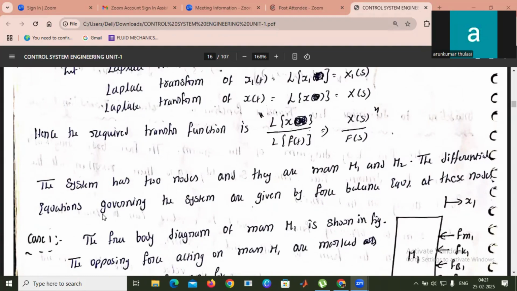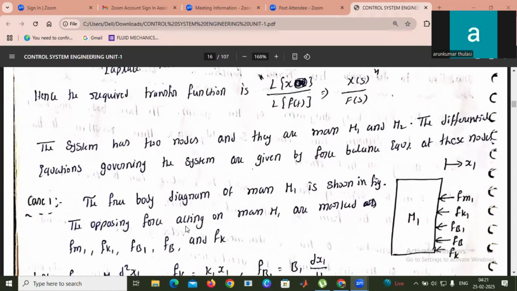So we are going to find the transfer function by solving this mechanical translation system in two cases. We have to write the differential equations for both mass elements M1 and M2. In case 1, the free body diagram of mass M1 is shown in the figure. So this is the free body diagram, and the opposing forces acting on mass M1 are marked as Fm1, Fk1, Fb1, Fb and Fk. So here it has five opposing forces acting on M1.